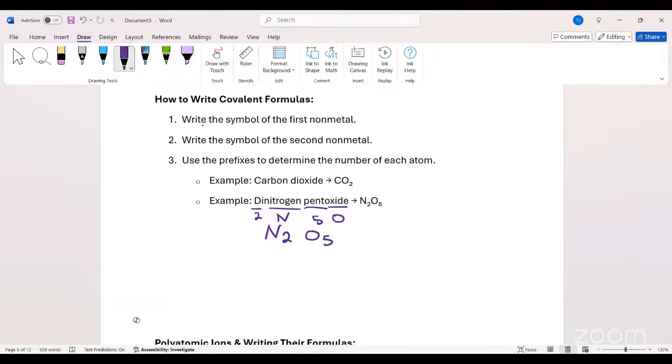Now, in chemistry, it's almost like learning English. Technically speaking, it's penta, but when you have 2 vowels side by side, you'll notice that the A goes away and you just have pentoxide. So rather than saying pentaoxide, it's pentoxide.